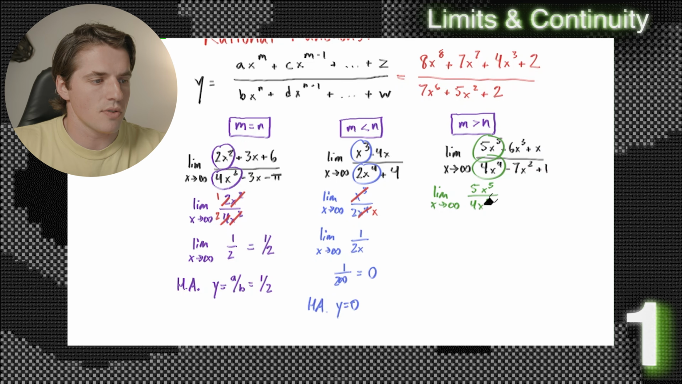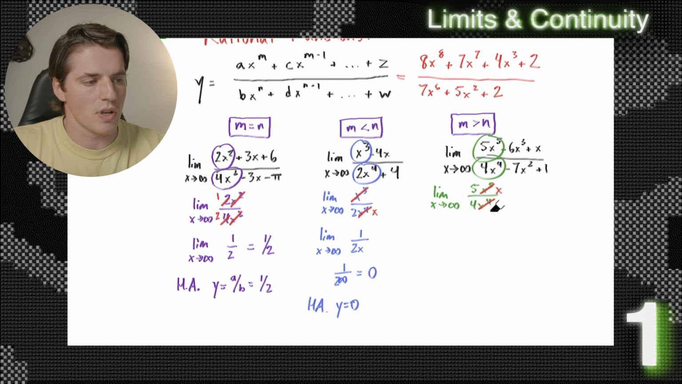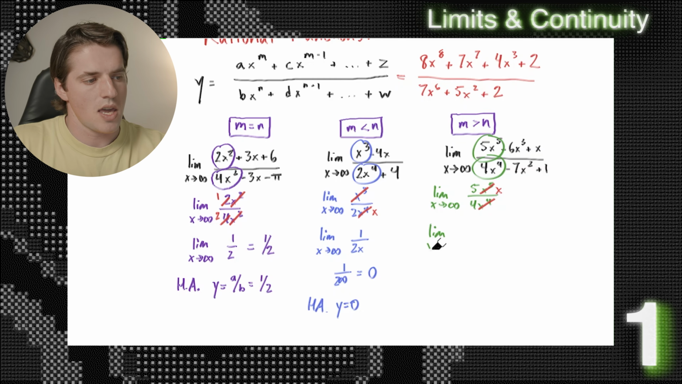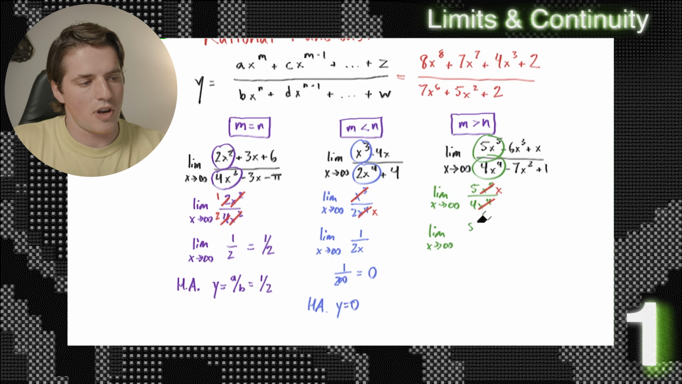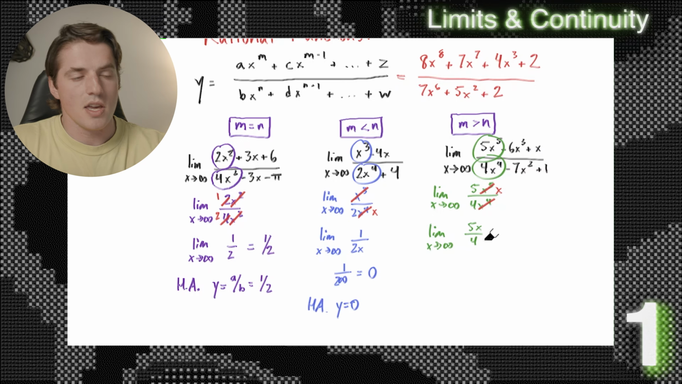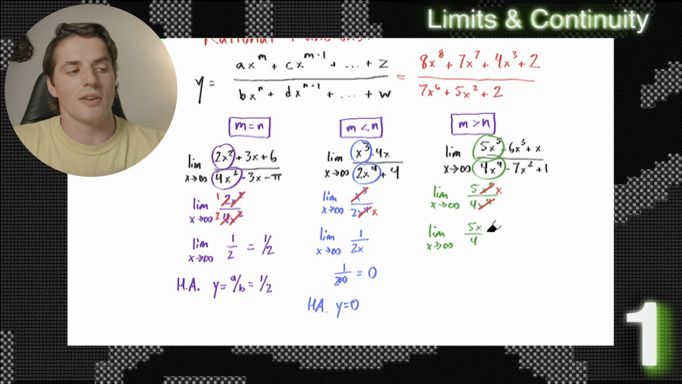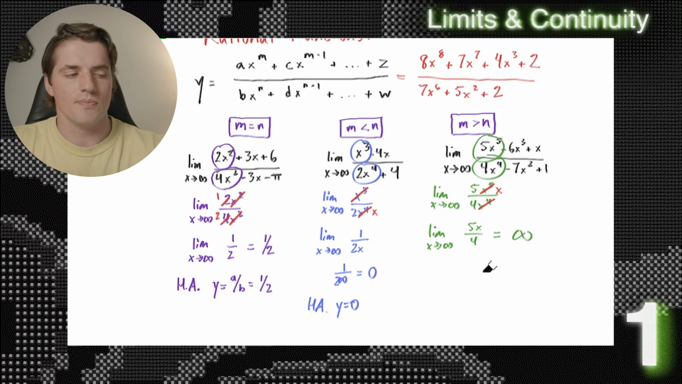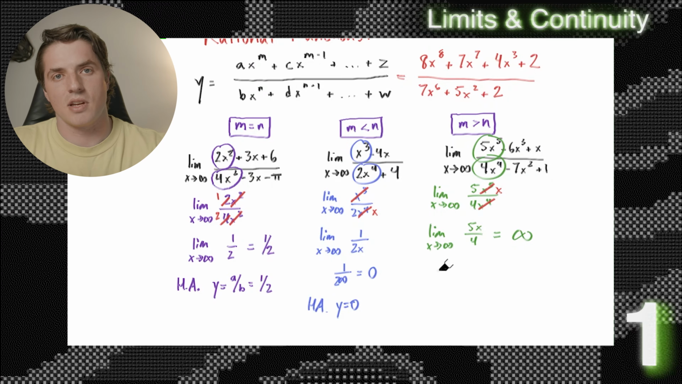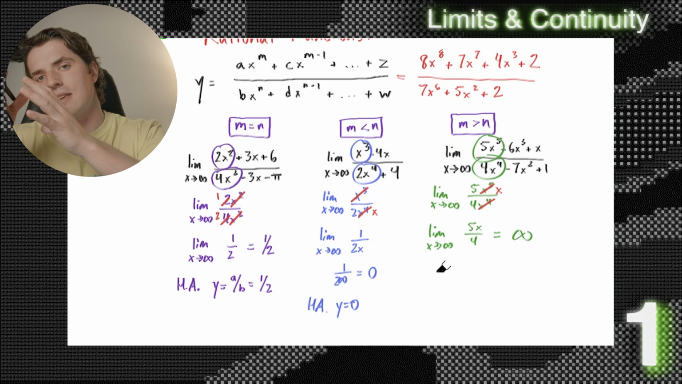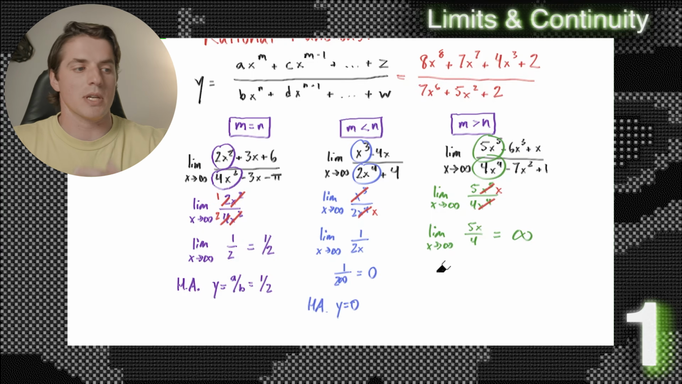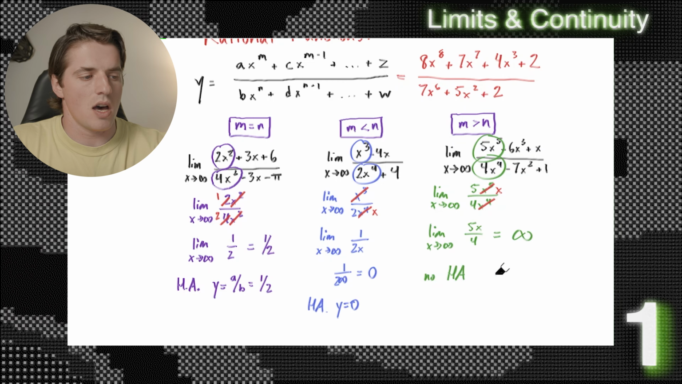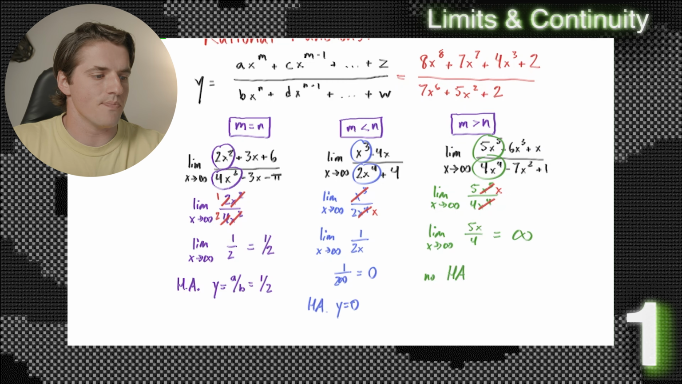And we can cancel 4 of those. So we have 5x over 4, limit as x goes to infinity, 5x over 4. If we were to replace x with infinity, we get 5 times infinity over 4, which is simply infinity. So we do not have a horizontal asymptote. And that means as x goes to infinity, our limit goes to infinity. No horizontal asymptote. The limit is equal to infinity.